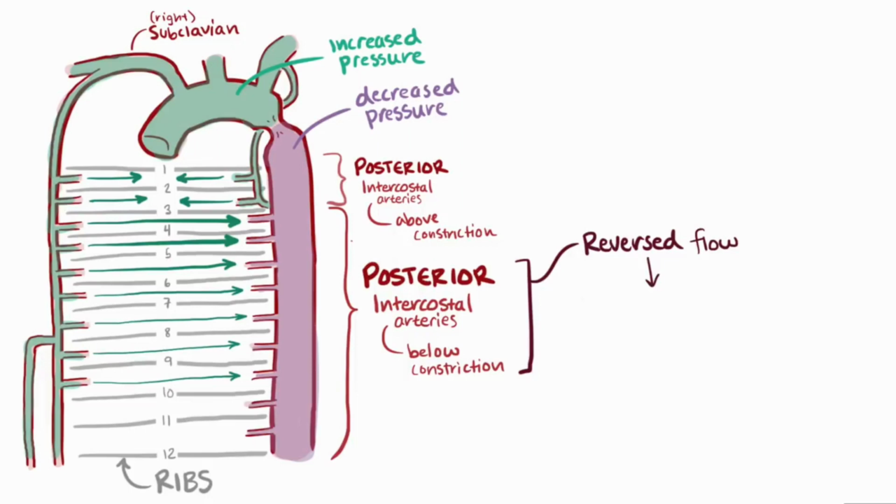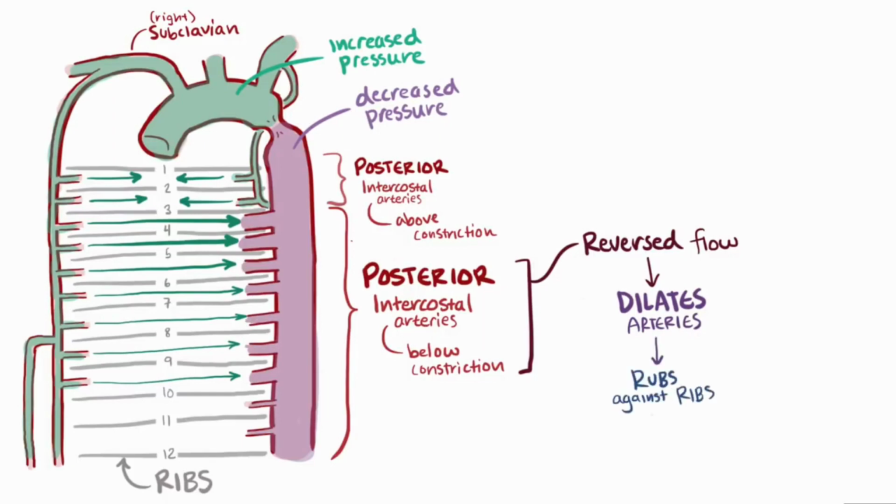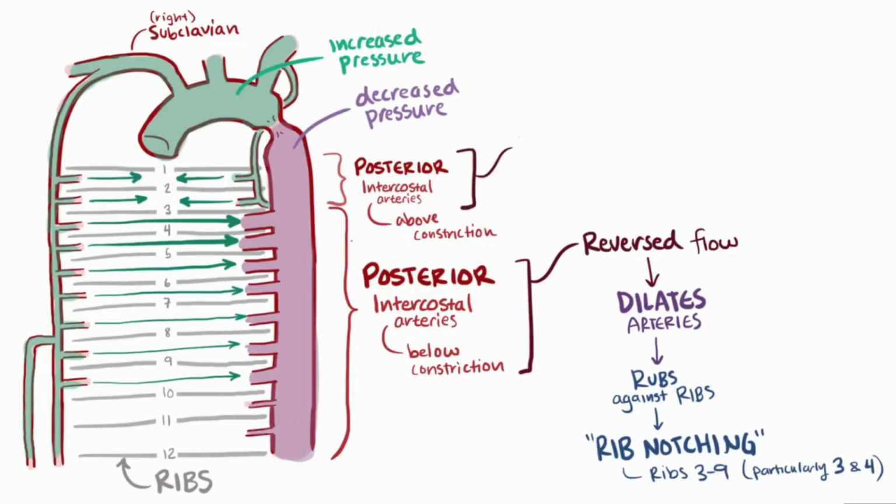These posterior intercostal arteries dilate to accommodate the high pressure, and when the heart beats, they pulsate and literally rub up against the ribs, slowly wearing away the bone. And this can be seen on X-ray as rib notching, typically only affecting ribs 3 through 9, but particularly affecting ribs 3 and 4. Also, because there's a high pressure in both the anterior and posterior intercostal arteries for ribs 1 and 2, there's no reversal of blood flow, and you don't typically see rib notching there.